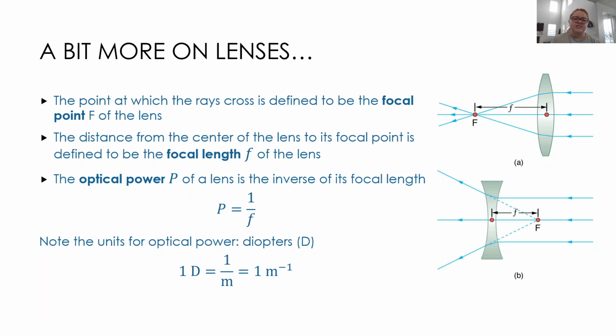So this is where optical power comes in, and it's the inverse of the focal length of the lens, okay? So P, optical power, is equal to 1 over F, or 1 over the focal length, okay? And note that the units for optical power are diopters, capital D, which is 1 over meter, or meter inverse, okay? However you want to write it, diopters would be good to practice, okay?